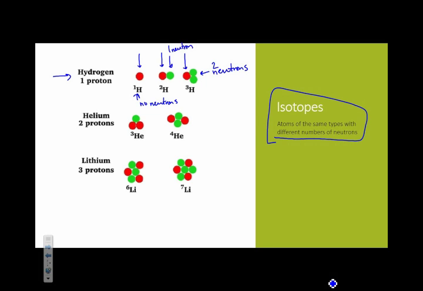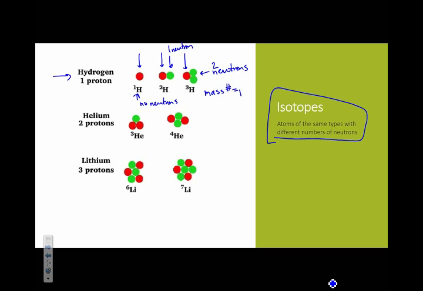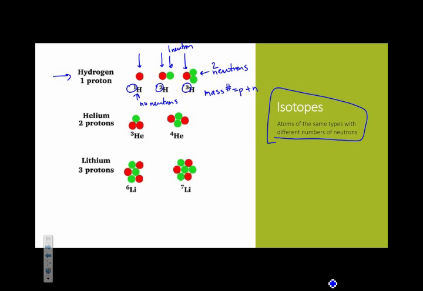They're all the same type of atom, but they have different mass numbers, because remember, your mass number is equal to your protons plus your neutrons. So in one case, we have a mass number of 1, 2, or 3. All of these are hydrogen. They have different mass numbers, so they are different isotopes of hydrogen.